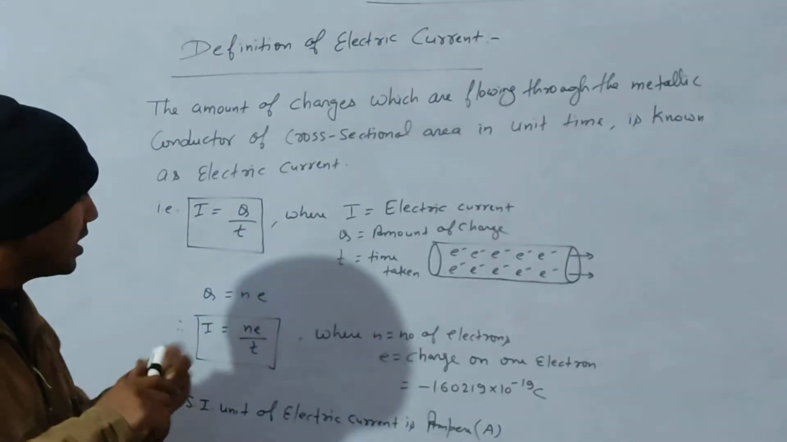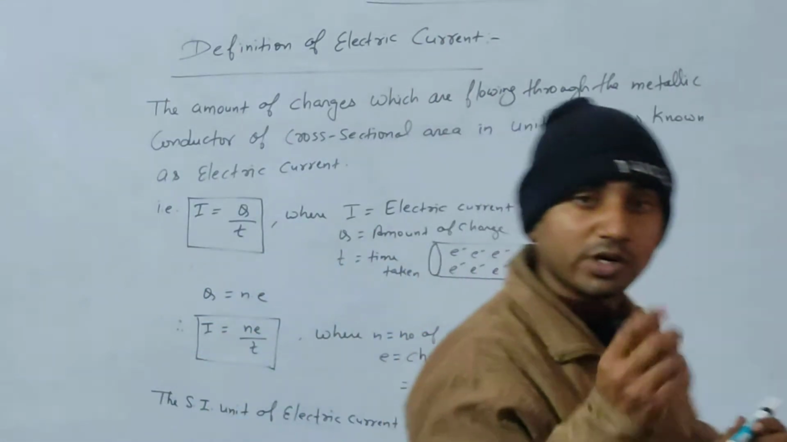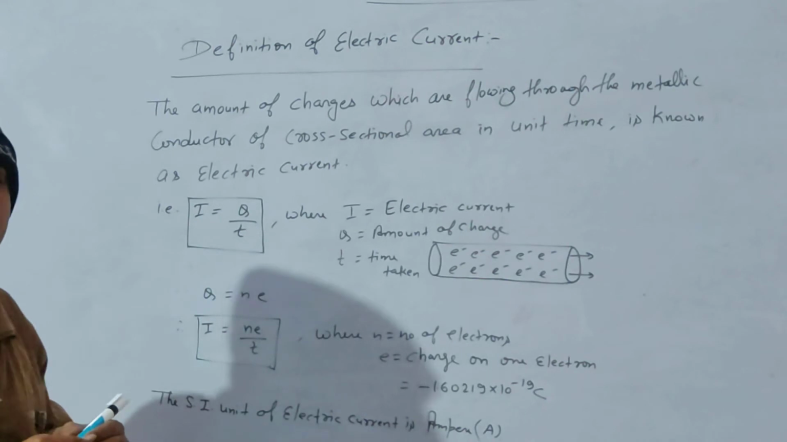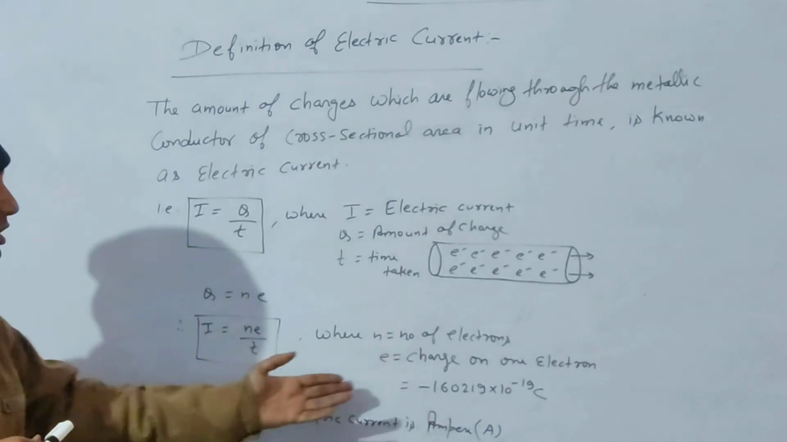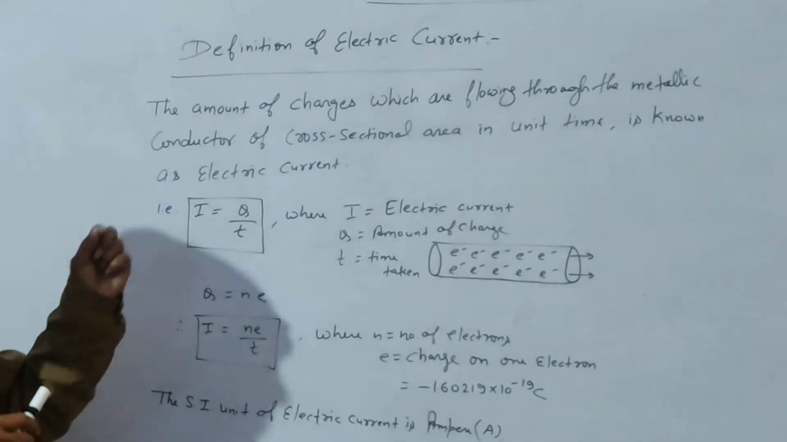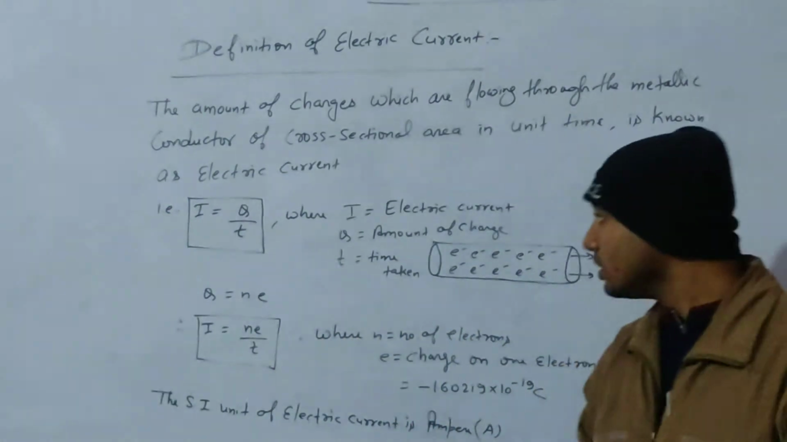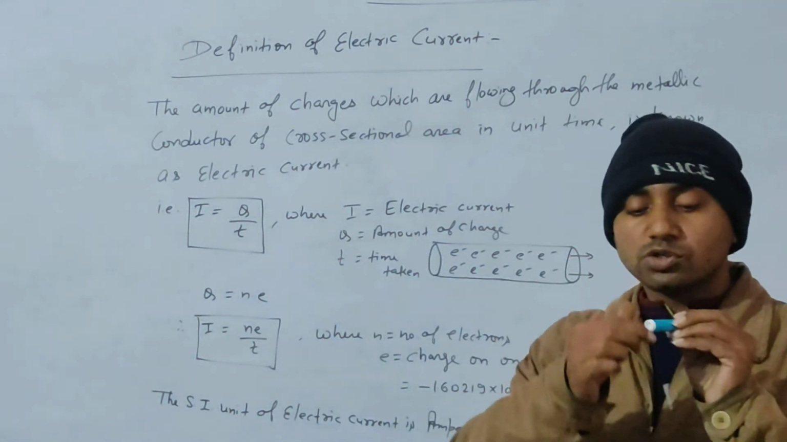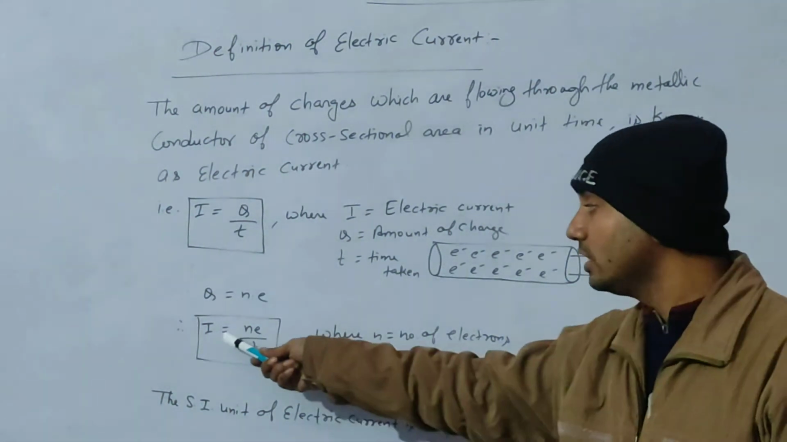And we already know the charge of one electron: minus 1.60219 times 10 raised to minus 19 coulomb. When we multiply it by the number of electrons, we get the amount of charge Q, flowing through the metallic conductor in one second. It depends on how many electrons pass through the cross-sectional area of the metallic conductor in 1 second. That rate of flow of charge is known as electric current.